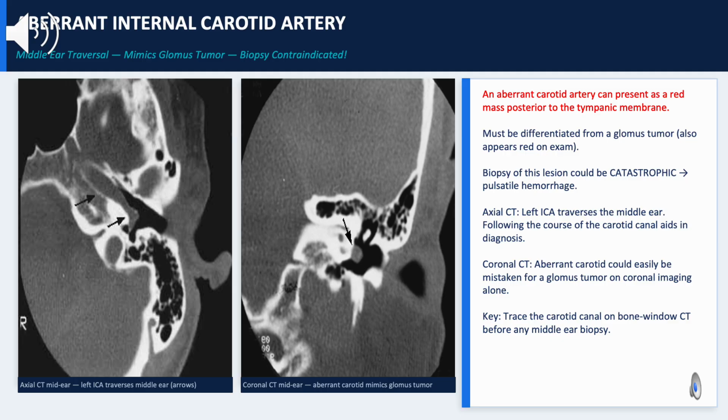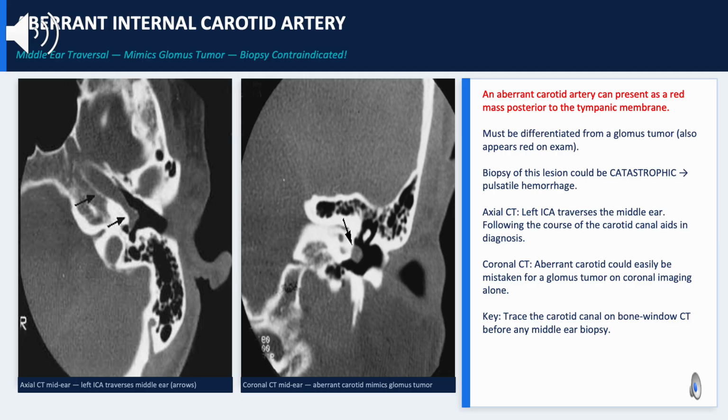identical on clinical examination to a glomus jugular or glomus tympanicum tumor. The differential diagnosis from a glomus tumor is critical because biopsy of an aberrant carotid artery results in pulsatile arterial hemorrhage, exsanguination into the middle ear and pharynx, and potentially fatal outcome. The axial CT diagnosis is definitive.